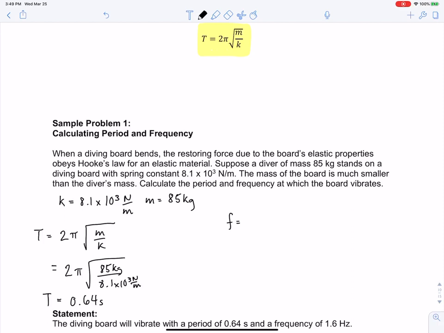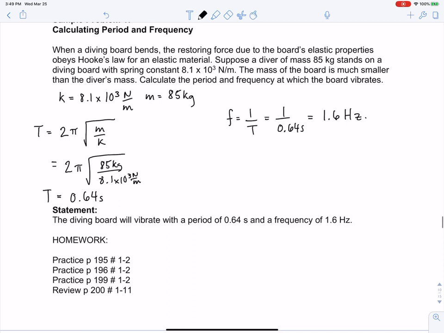We know that frequency and period are inverses of each other, so we can use this mathematical relationship. Frequency is equal to 1 divided by period. 1 divided by 0.64 seconds gives us a frequency of 1.6 hertz. Therefore, the diving board will vibrate with a period of 0.64 seconds or a frequency of 1.6 hertz.